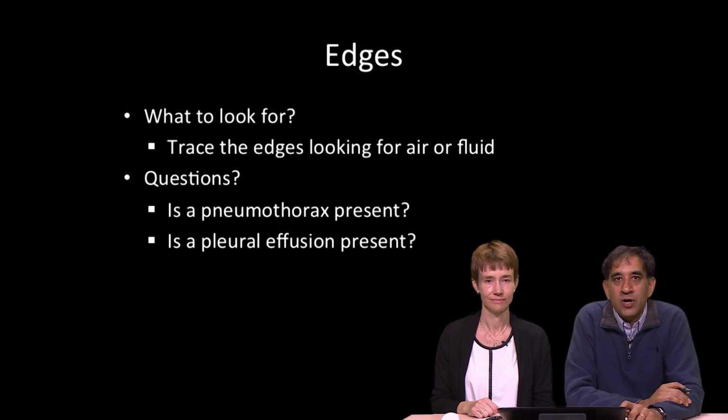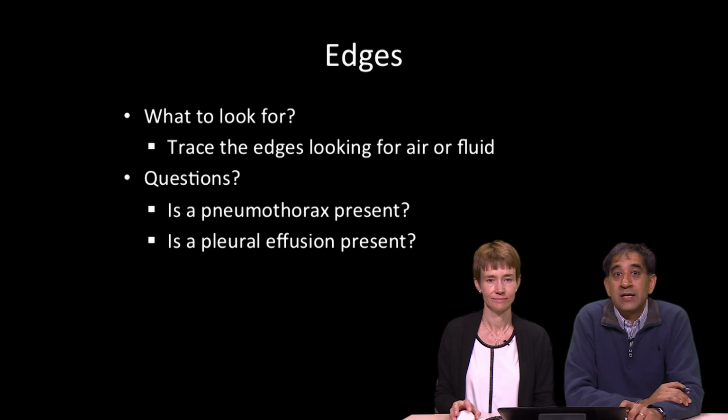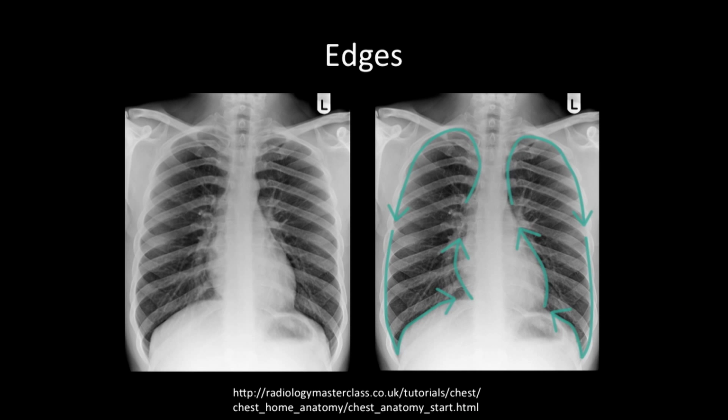So what are we doing with regards to edges? We're tracing the edges of the lung field to look for air or fluid, and the questions that we have are, is a pneumothorax present or is a pleural effusion present? Generally, we're going to start at the level of the hilum and trace with our eyes around the edge of the lung to see if there's any air or fluid.